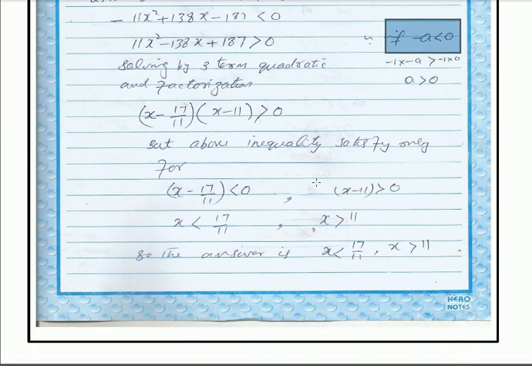The above inequality is satisfied because the multiplication of both terms is greater than 0. We come to know that the above inequality is satisfied only when x minus 17 over 11 is less than 0, because then we will get the positive value, and the other one, x minus 11, is greater than 0. So in this case the final values are x less than 17 over 11 and x greater than 11.